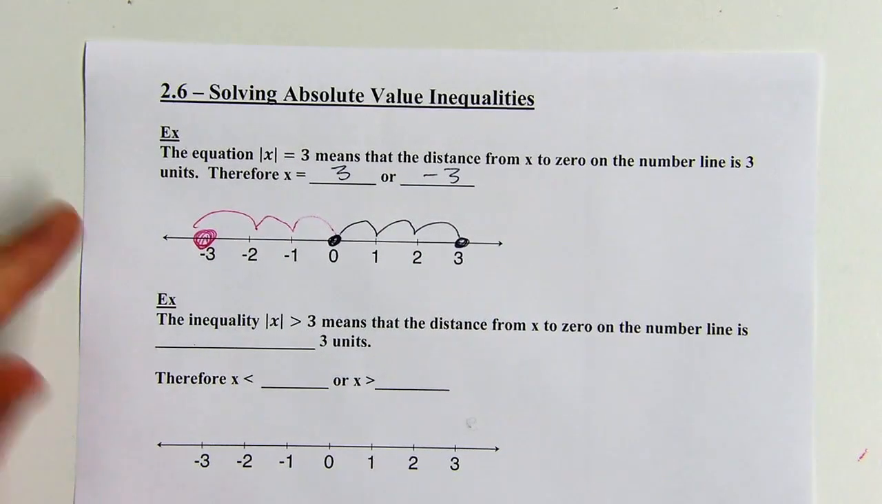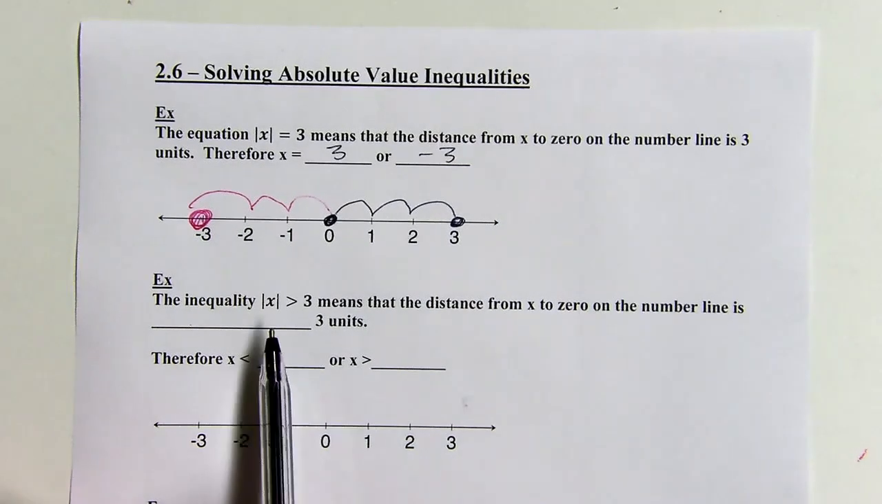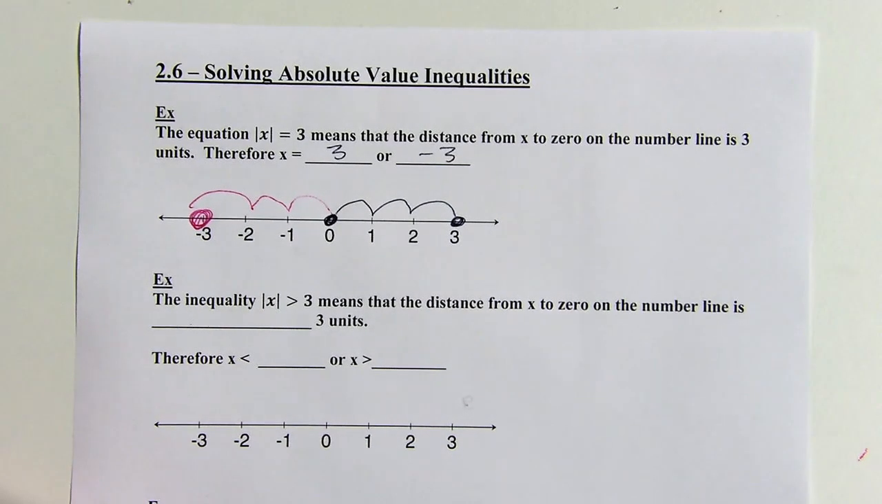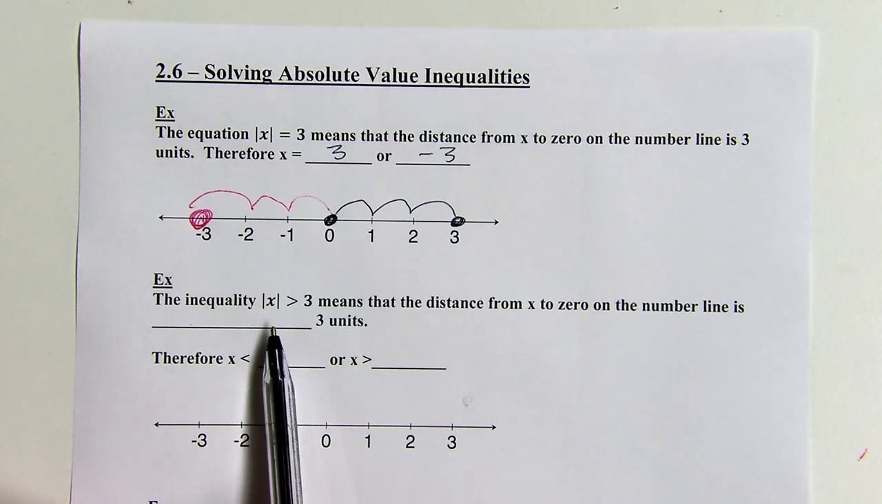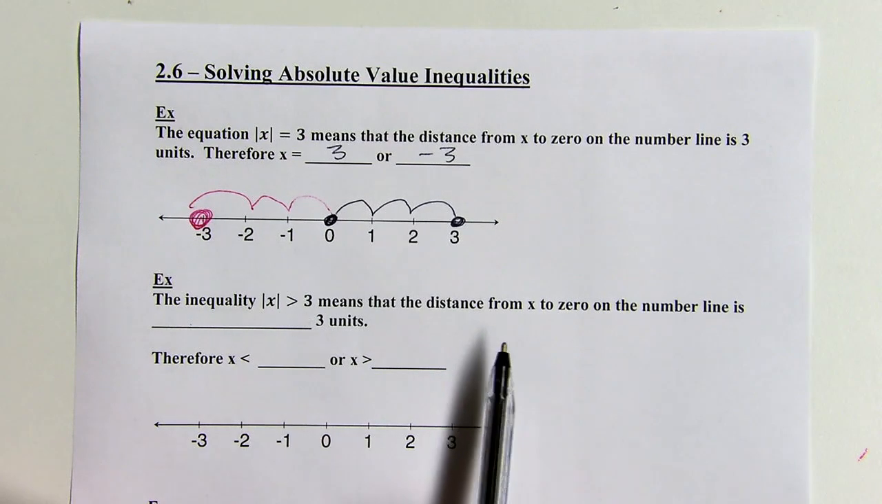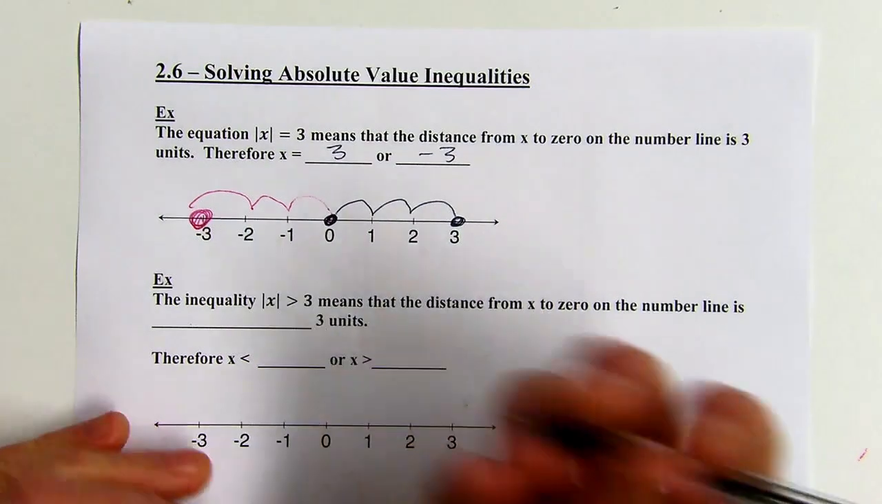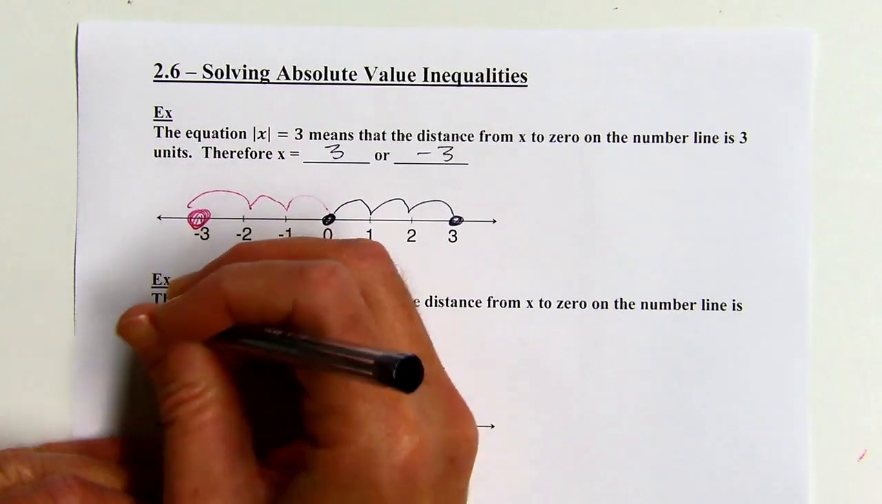All right. So with that in mind, let's look at an inequality that involves absolute value like this. The inequality, the absolute value of x is greater than 3, means that the distance from x to 0 on the number line is greater than 3, or more than 3.